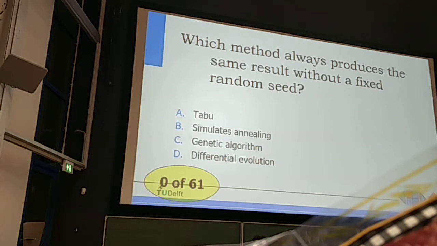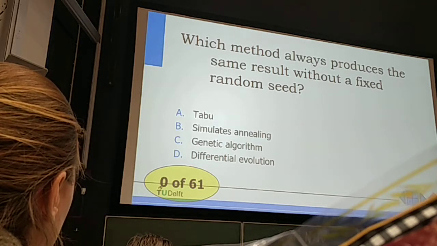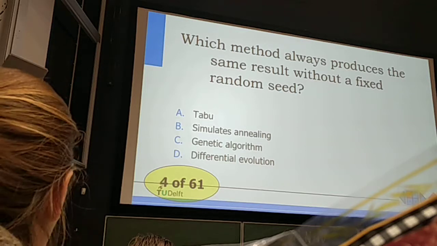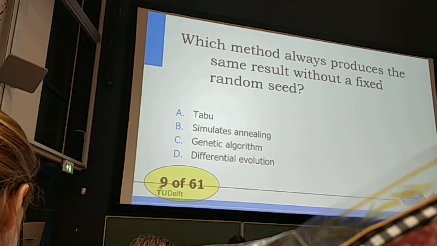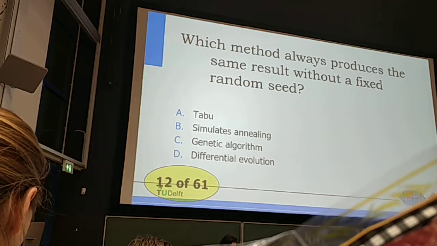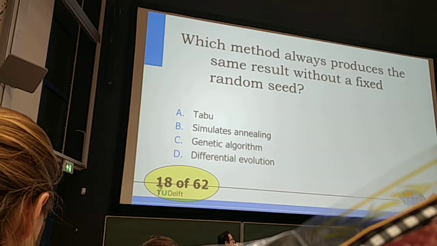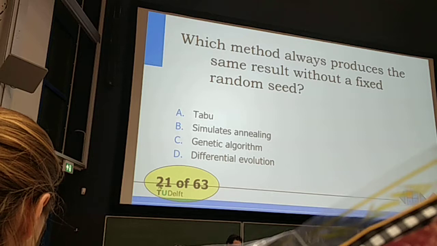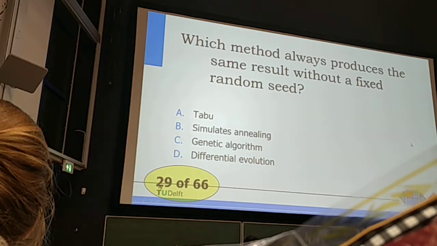So again, time for you to ask some questions. Which methods will always produce the same result without a fixed random seed? I discussed a couple of metaheuristics, but which one of these will actually, if you run it 10 times, always give you the same answer? Start the timer. 30 seconds, and I'll stop it again after 10.